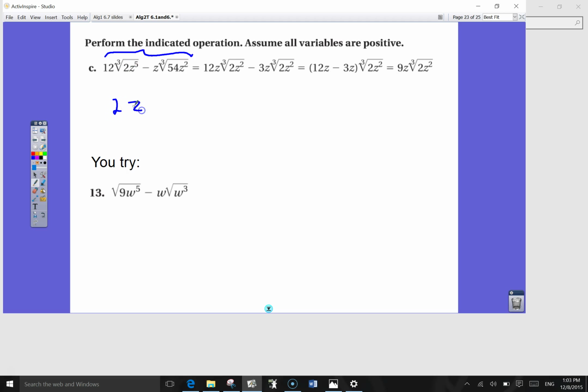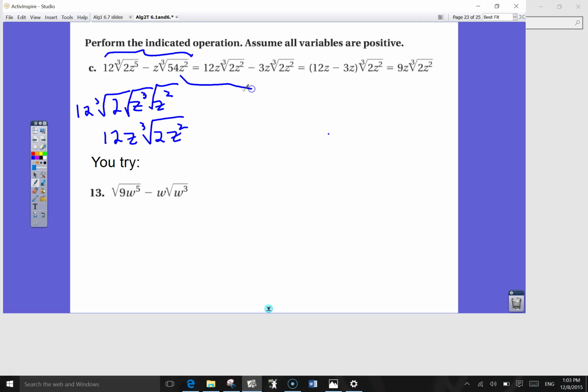times z squared. And it's going to still have that 12 out in front. So this is cube root, cube root, cube root, which is going to give us 12z times the cube root of 2z squared.